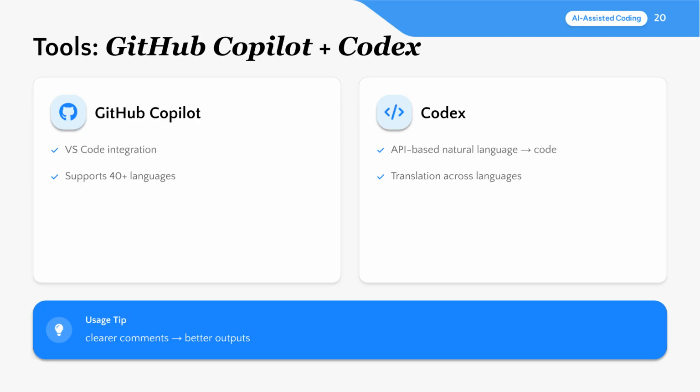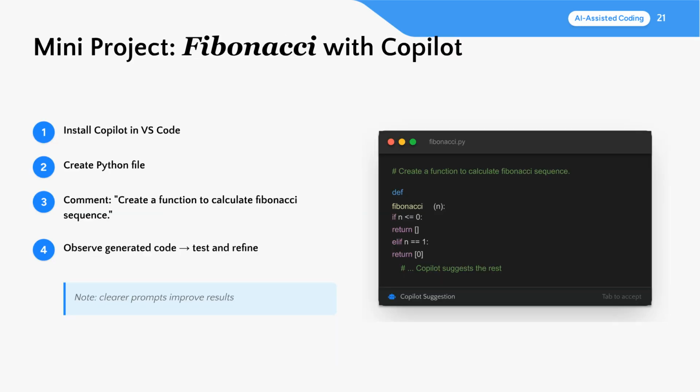A key usage tip is that clearer comments lead to better code outputs. For a mini project, install Copilot in VS Code and create a Python file. By writing a clear comment describing the Fibonacci function, you can observe, accept, and test the code suggested by Copilot.